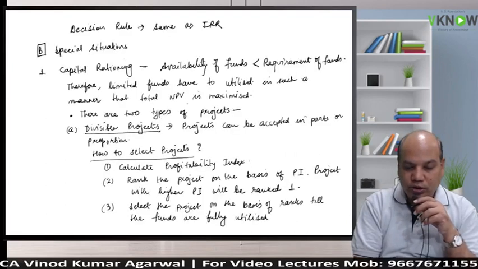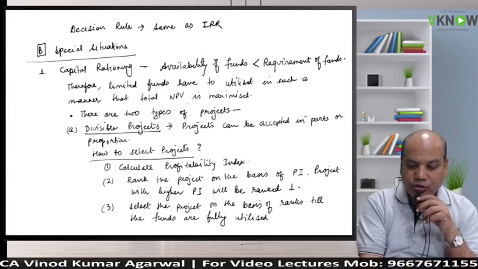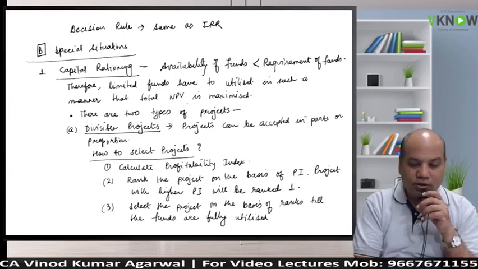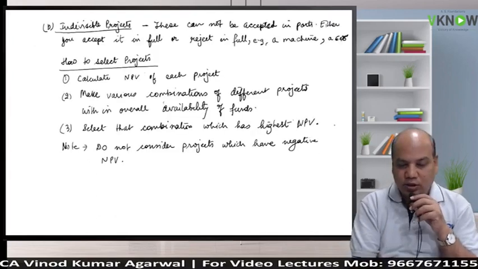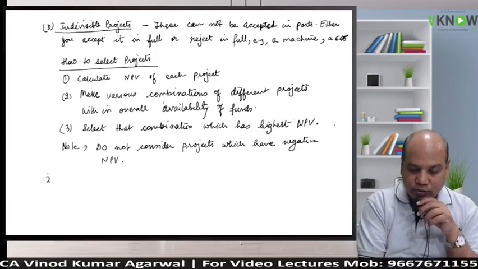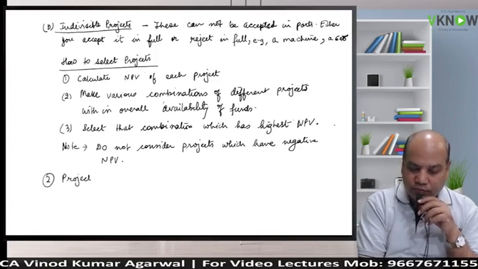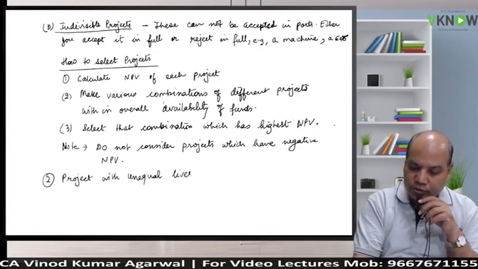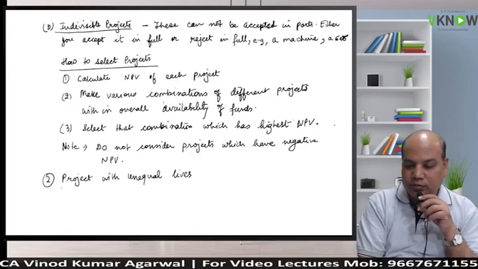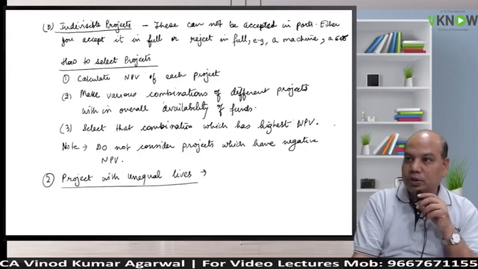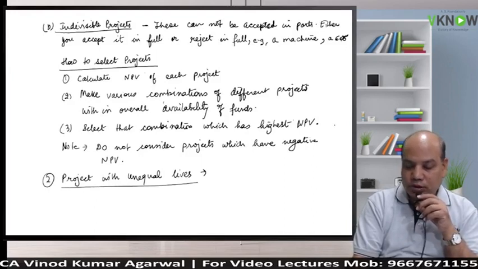So we are doing special situations. Under that, first is capital rationing. Second, write down, projects with unequal lives. Projects with unequal lives means when you are comparing two projects which have different lives.